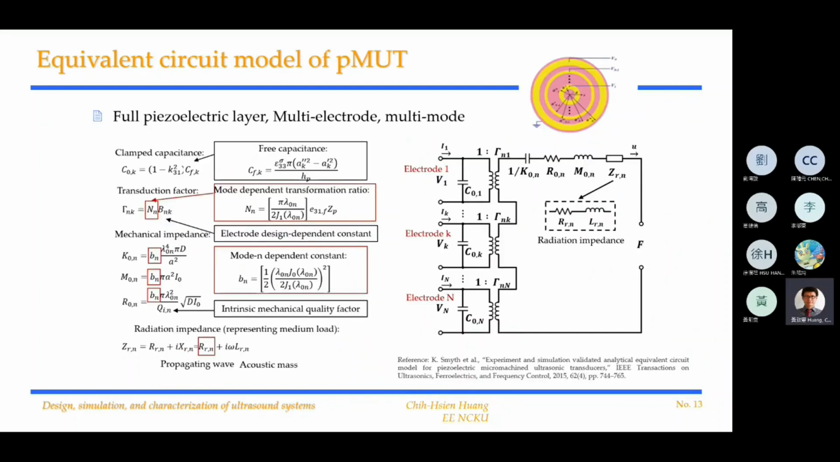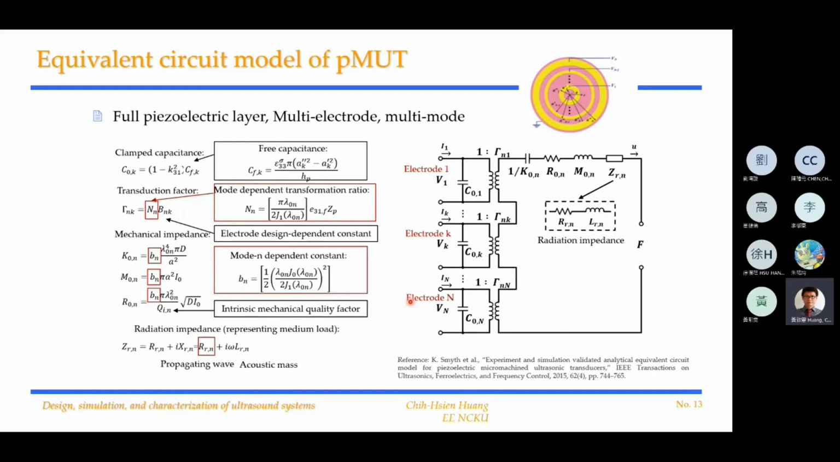So the first assumption we talked about before is a full piezoelectric layer. We actually have several different kinds. As we mentioned at the beginning, you have a partial piezoelectric layer and a full piezoelectric layer. For the full piezoelectric layer, you can have different electrode designs, something like this. You can have several rings depending on how many you like. But the final output of your PMUT can be considered as a superposition of all the electrodes.